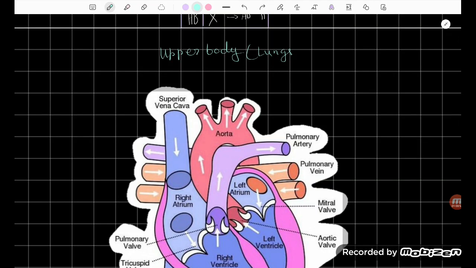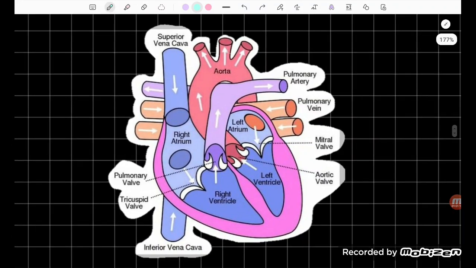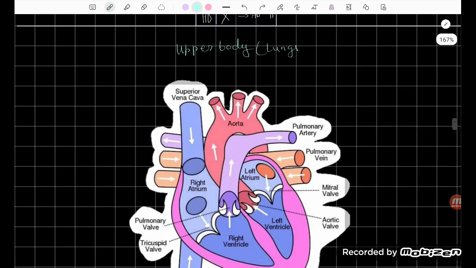The human circulation system is called double circulation because there are two types of circulation. I mean, the blood passes through the heart twice, and then it takes two parts to complete one circulation. So let me just tell you. I'm going to tell you the route first, and then I'm going to explain both the systems.